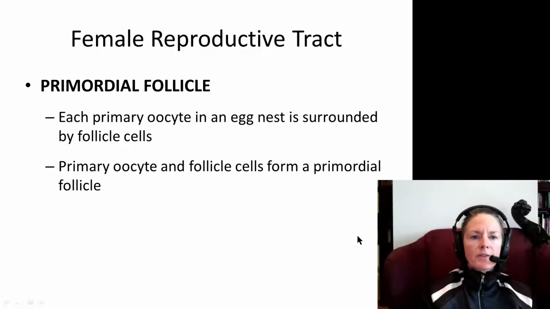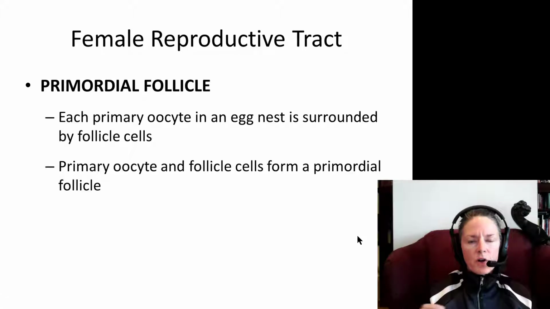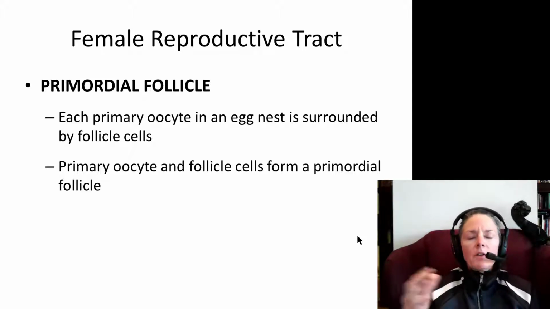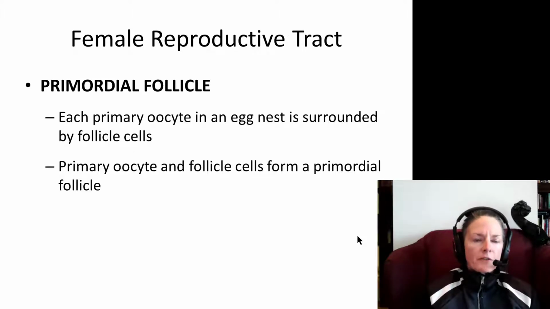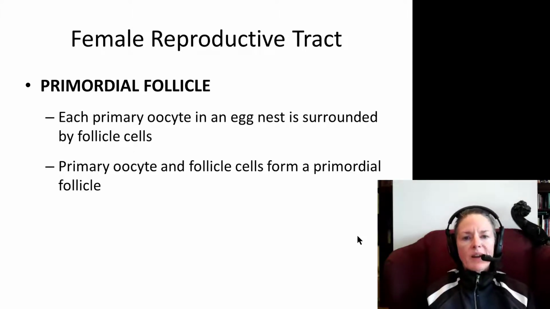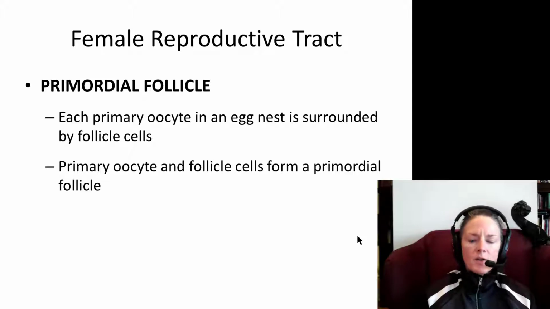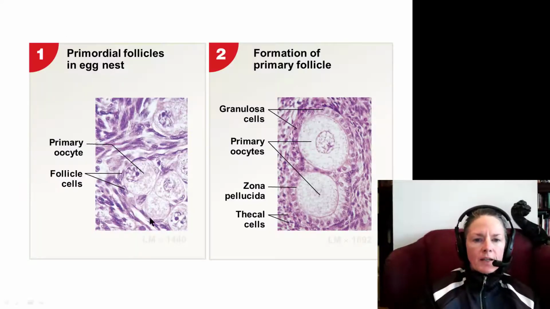Now let's look at the cycle of maturation starting from the primordial follicle all the way to the tertiary or mature Graafian follicle. As you recall, when a female is born, she has all the oocytes that she'll ever have in her life, and they're all residing in these primordial follicles that are arranged in these egg nests. This is what a primordial follicle looks like: we have a primary oocyte surrounded by follicle cells.